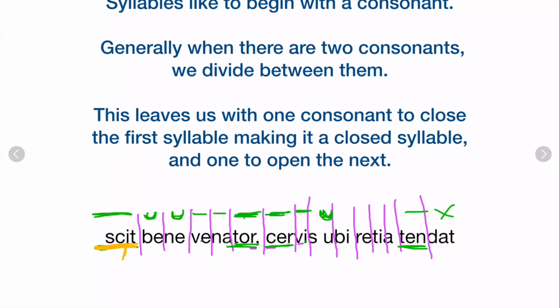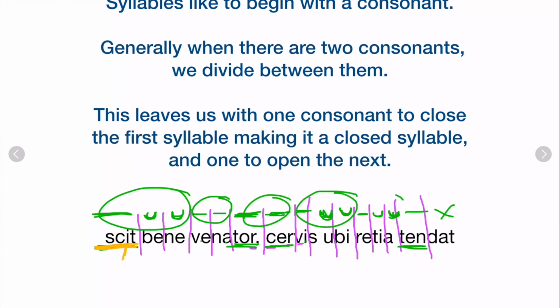This U is short by nature. This I is short by nature. If you didn't know for sure, you could check it in a dictionary. The E of ratia is long by nature, but the T and the A are short because it's, yeah, there we go. All right, so skit benewena tor cervis ubi ratia tendat. So you can see we have a dactyl, a spondy, a dactyl, and then that last foot.